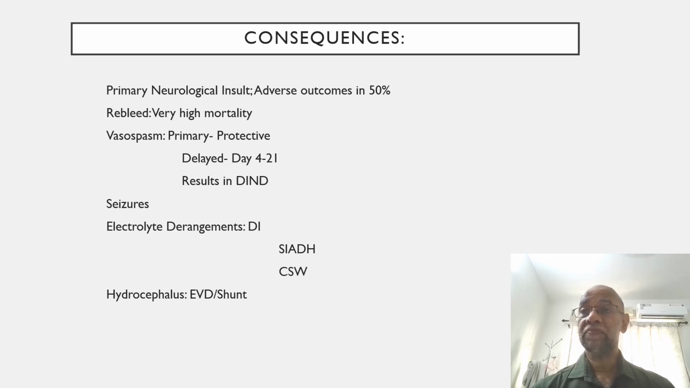The third is a phenomenon not fully understood. You have a primary protective spasm which stops the bleed, and a delayed spasm which occurs between day 4 and day 21. This kind of vasospasm, which affects not just the vessel segment where the aneurysm is situated, but also the branches, may result in delayed ischemic neurological deficits, worsening the outcome.